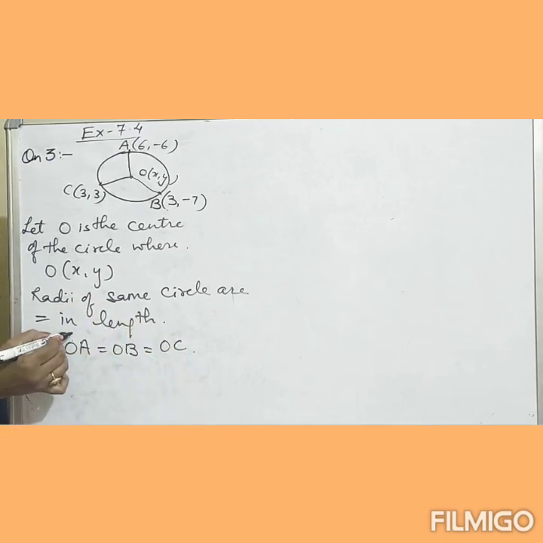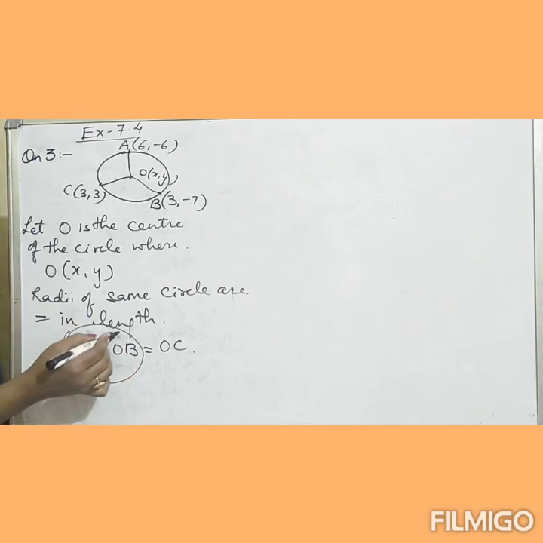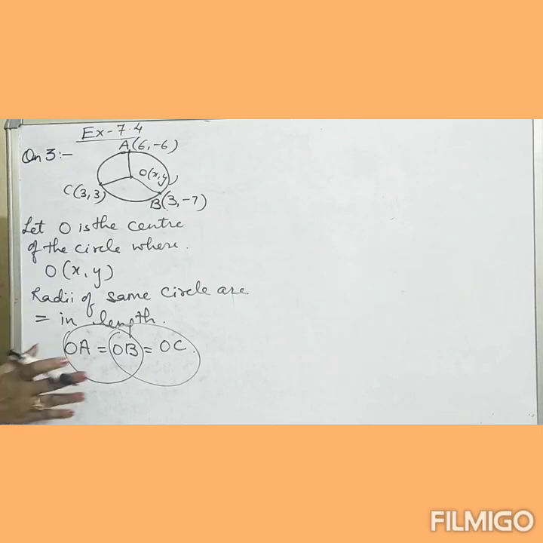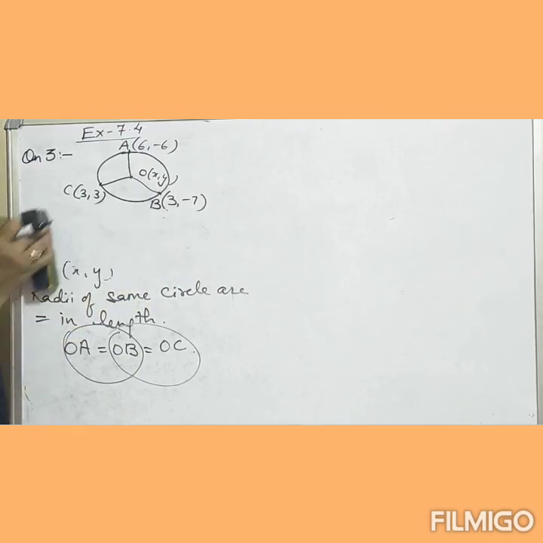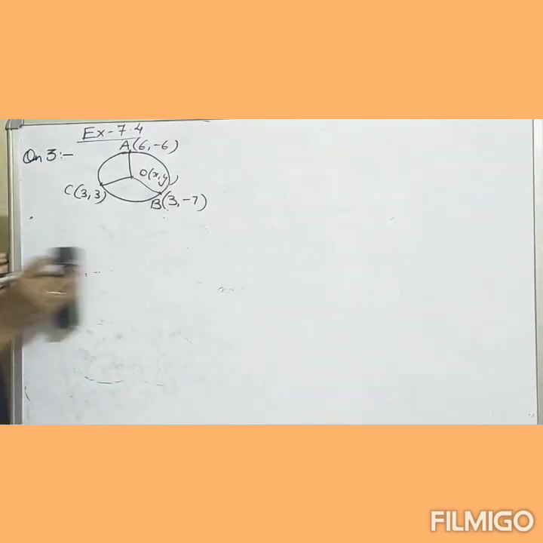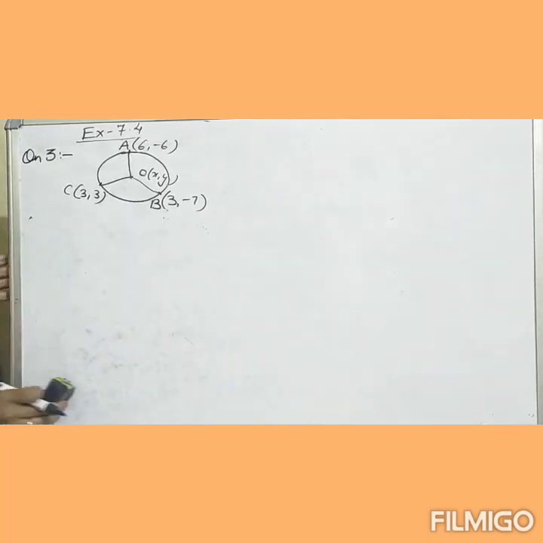From here, if I take OA equal to OB, I'll get the first equation. If I take OB equal to OC, I'll get the second equation. I can get one more equation by putting OA equal to OC, but I am not in need of a third equation. I just want the 2 equations. So I will take only OA equal to OB and OB equal to OC. Right? So I will take OA equal to OB. So what will be the equation then?